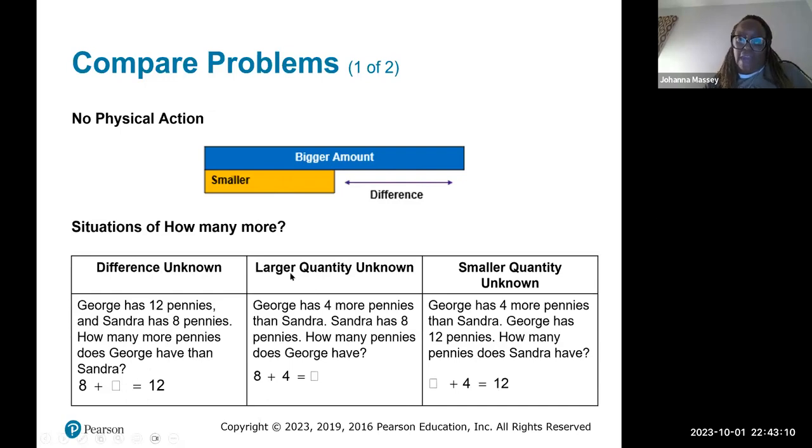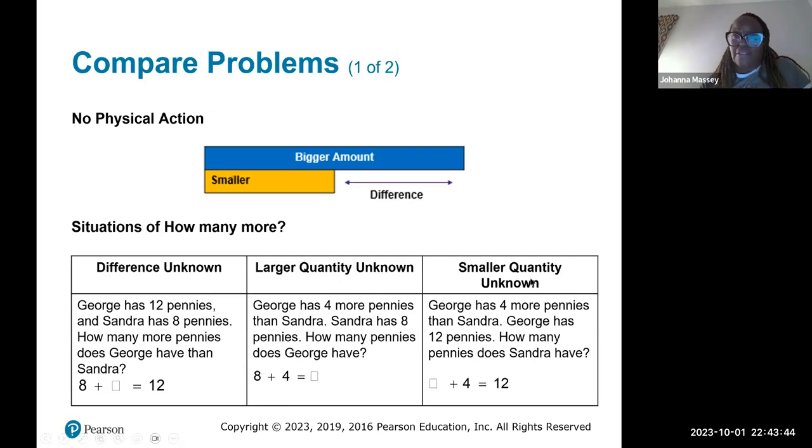Okay. Then you have larger quantity unknown. George has 4 more pennies than Sandra. Sandra has 8 pennies. How many pennies does George have? So George has 4 more pennies. That's something you can look at when we do Praxis help, when you're translating these problems, or what they're talking about. So she started out with 8, and George has 4 more than 8, and you're trying to find out what that is.